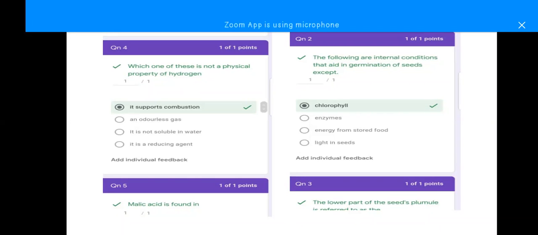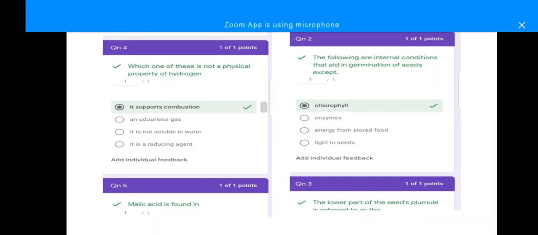Light in seeds also forms an internal factor. Chlorophyll is not even a factor that aids germination.